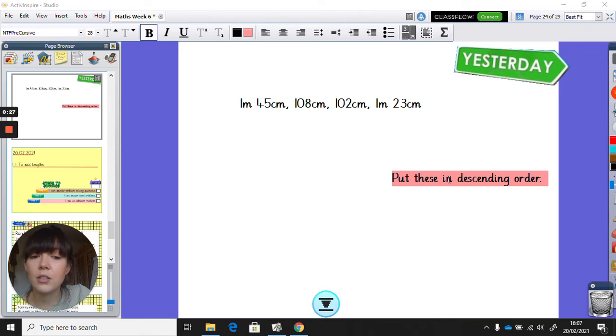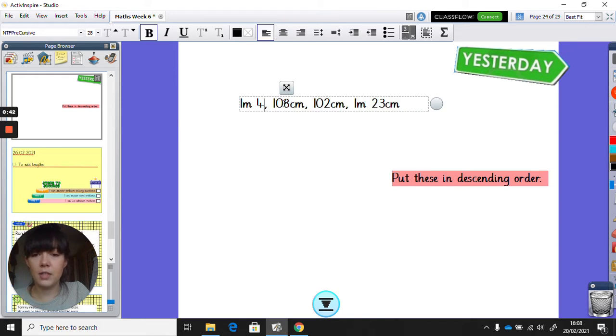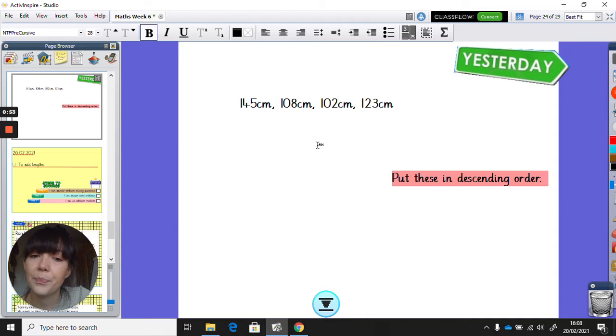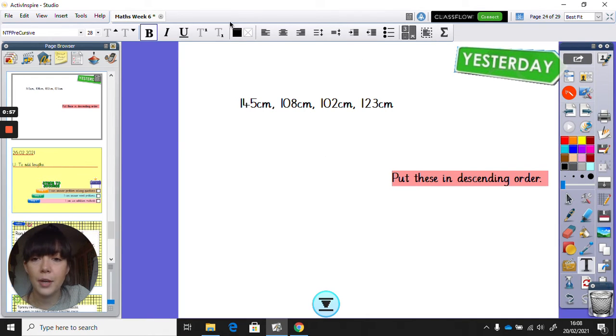So the question is asking you to put them in descending order, but also, as you can see, some of the heights are in metres and some of the heights are in centimetres. So therefore, we've got to change them all to centimetres to make it easier. So 1 metre 45 in centimetres is 145 centimetres because 1 metre is 100 centimetres. And 1 metre 23 centimetres is 123 centimetres. That's your first job. Your second job is to put them in order.